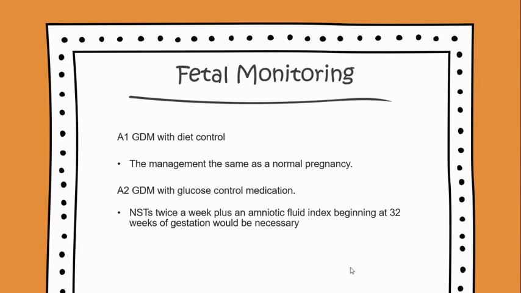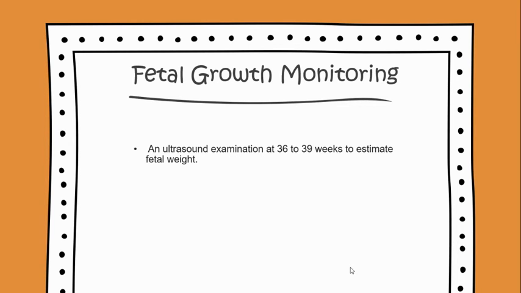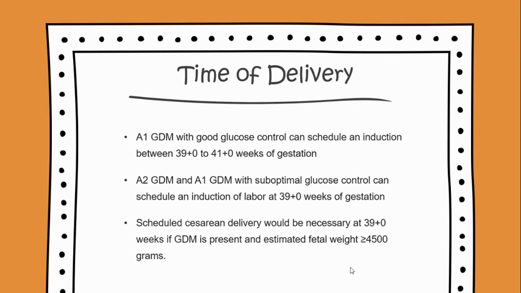Fetal monitoring for an A1 GDM with diet control, the management would be the same as a normal pregnancy. For an A2 GDM with glucose control medication, NSTs twice a week, plus an amniotic fluid index beginning at 32 weeks of gestation would be necessary. Fetal growth monitoring. An ultrasound examination at 36 to 39 weeks to estimate fetal weight would be necessary.